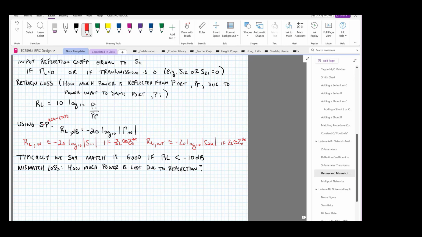Now, this return loss is really just telling us how good the match is, but it doesn't tell us how much power is actually lost due to a mismatch. So we have another quantity that we can use called mismatch loss, and mismatch loss is defined as 10 log 10 of the power at the input over the power at the input minus the power that's reflected.